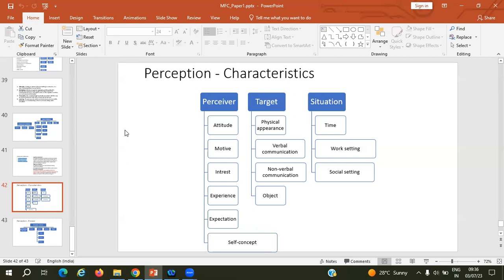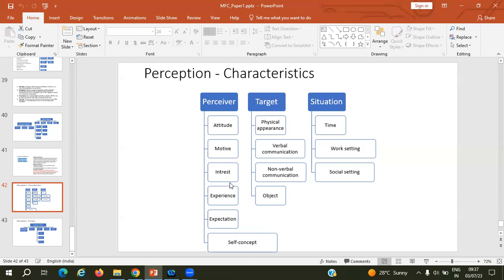Work setting also will drive the perception. So these are the three characteristics of perception: perceiver, target, situation. These are the points you can remember.